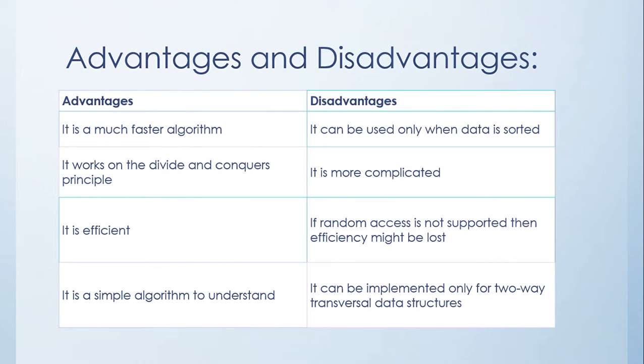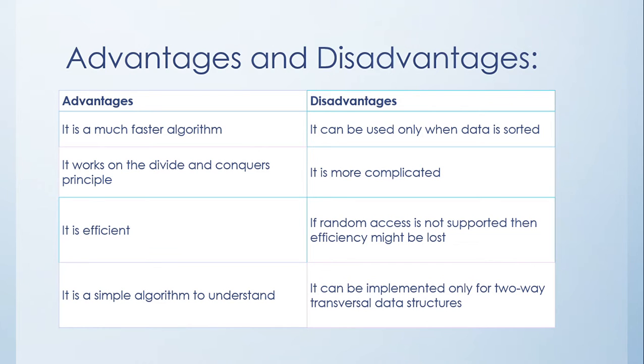It is a much faster algorithm, it is efficient obviously, and it is simple to understand. But there are some disadvantages also. If you compare it with linear search, you will find it more complicated. Because in linear search, we simply pick up each element and compare it with our desired data element. But here we first have to divide, and then find out in which part we need to search for our desired data element.